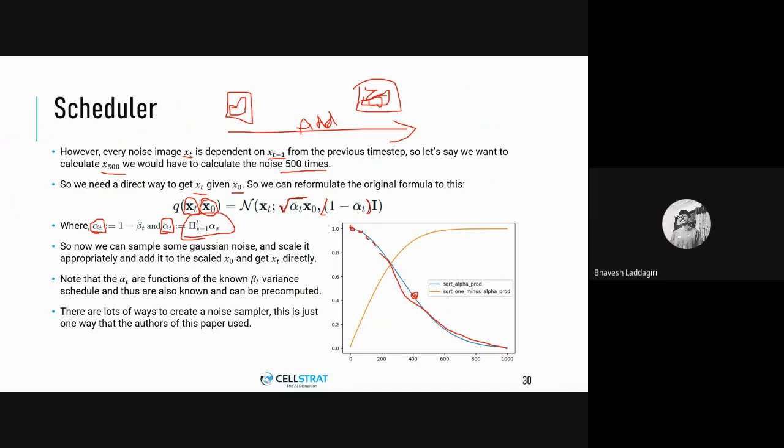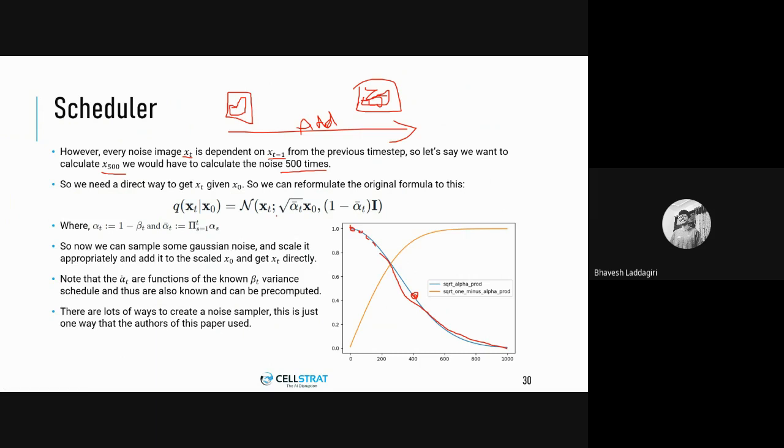Rohit, I missed the point how you went from xt-1 to xt, and now from x0 itself you are going directly to xt. Yeah, so basically they reformulated it. They turned this original formula and added some terms to replace that.